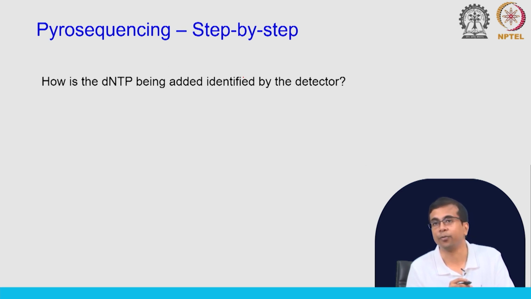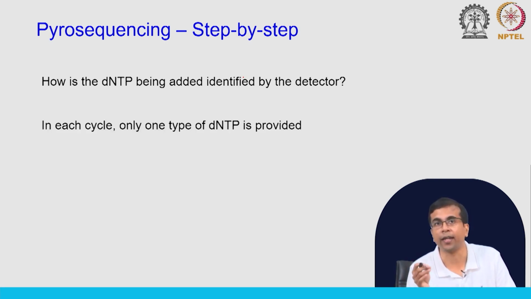One of the questions that you might have is, how do you actually identify which dNTP is being added, whether it is A, G, T or C? How does the detector actually identify that? So, what we do is we add these dNTPs one by one. We do not add all 4 together. We start with one, then wash away that one, then we add the next one, wash away that one, then add the next one, and so on. So, this happens one after another.